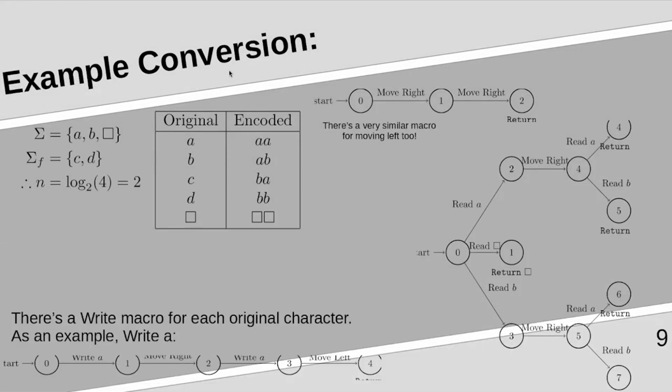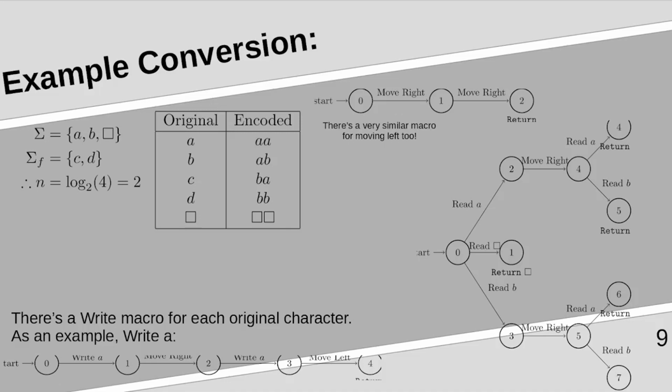So in our case, sigma is A, B, and blank, and F is C, D. The number of elements in sigma without blank is just A, B, so that's 2. So this n is going to be log base 2 of something. And sigma union sigma f would be A, B, C, D, and blank. We ignore the blank, so that's 4 elements. So n is log base 2 of 4, or 2 characters required to encode this. That's just the formula that works for any sigma and any sigma f. But it's probably pretty obvious that if you have 4 characters and 2 of them are used in the encoding, then you'll need 2 bits. And so we've mapped A to AA, B to AB, C to BA, and D to BB, and as we said before, blank just maps to blank blank.